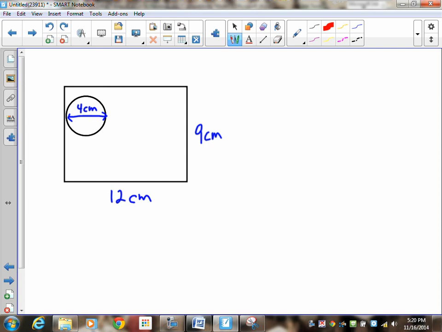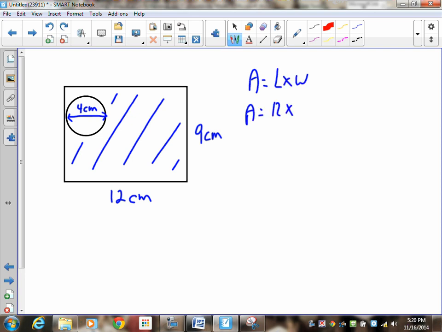All right. Now what I'd like you to do is find the area outside the circle, but inside the rectangle. So pause the recording and see how you do. Okay, you should be back. Let's take a look. First off, the area of a rectangle is length times width. So your area of a rectangle should be 12 times 9. So in this case, that's 108.